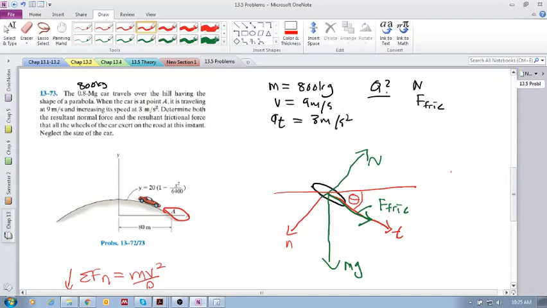So how are we going to find this angle here? Well, one way of doing it is we've got the slope, we've got the function here.